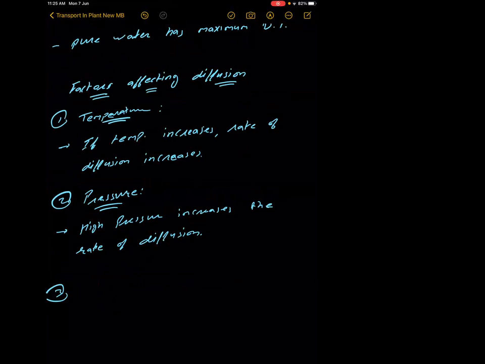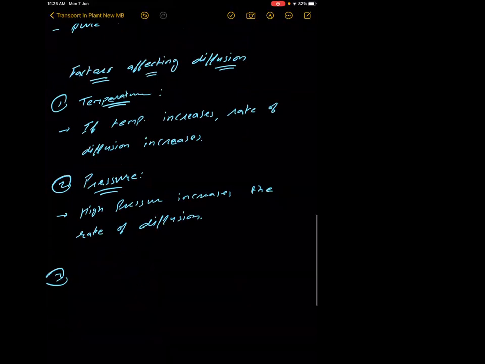Sir, in the case of pressure, does the rate of diffusion increase or decrease? At high pressure, it increases, no? Yes, when pressure is increased, the rate of diffusion increases. High pressure, high temperature, high rate of diffusion. If high density, it decreases the rate of diffusion.